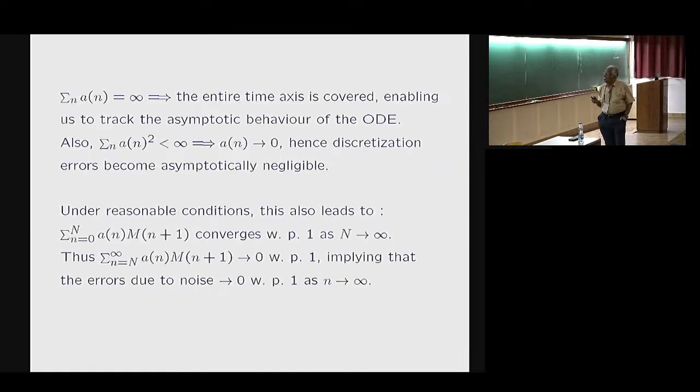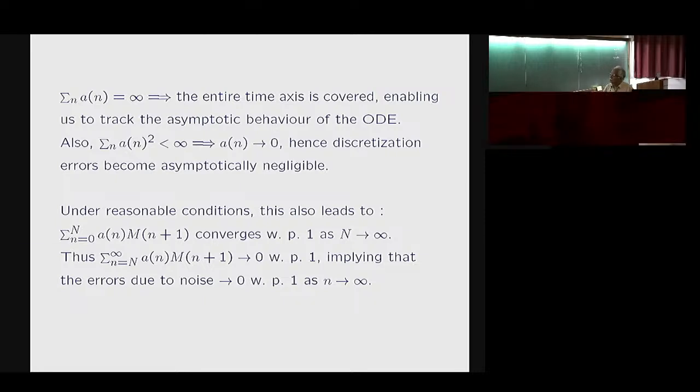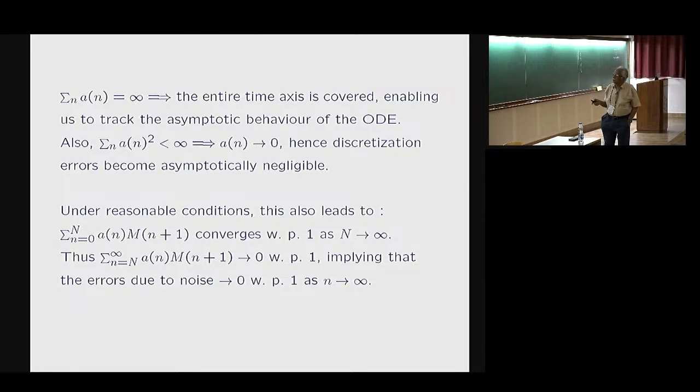And if you again think of an as a time step, a time increment, then the first condition, sum of an equal to infinity, says that you are tracking the differential equation on the entire time axis, which is what you want because you are trying to capture the asymptotic behavior. And sum of an squared being finite implies an going to 0, which means asymptotically the discretization error becomes negligible. But more importantly, under reasonable assumptions, this sum converges.